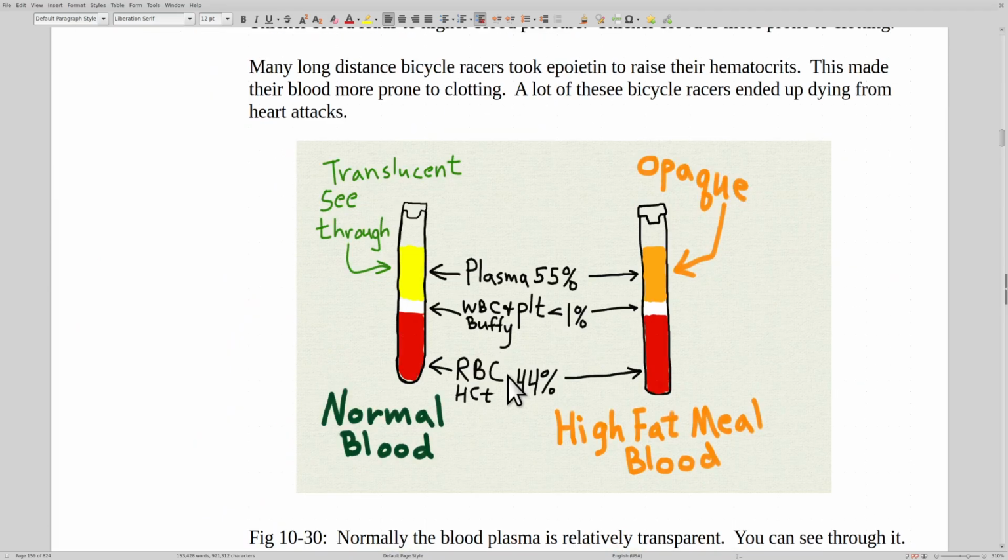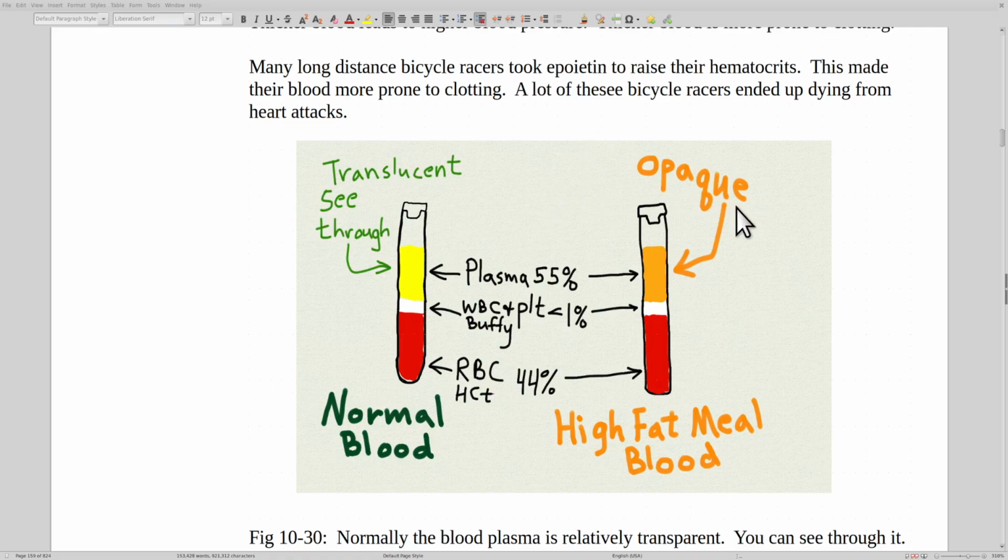Okay, some of these guys, like these Tour de France bicycle riders, started taking epoetin, and that increases hematocrit, and that would give them more energy when they're in a long marathon distance race on bicycles, but it also meant when they're just laying around relaxing, they had a real high hematocrit. They're more prone to forming clots, and that's thought to be related to the increased number of them dying unexpectedly.